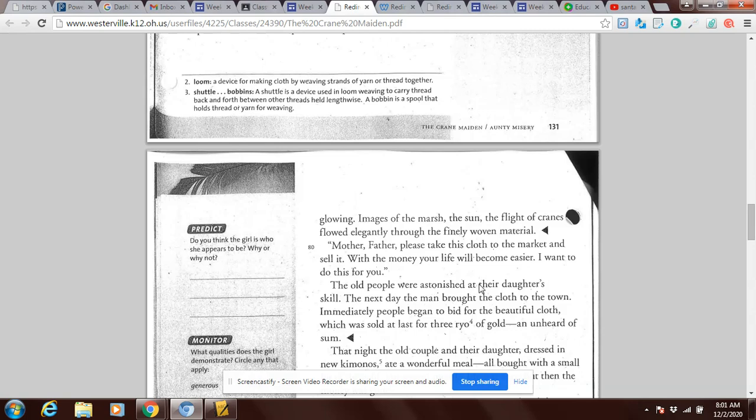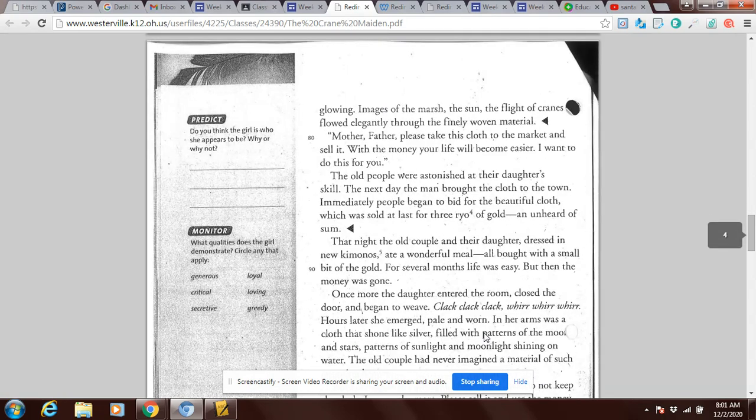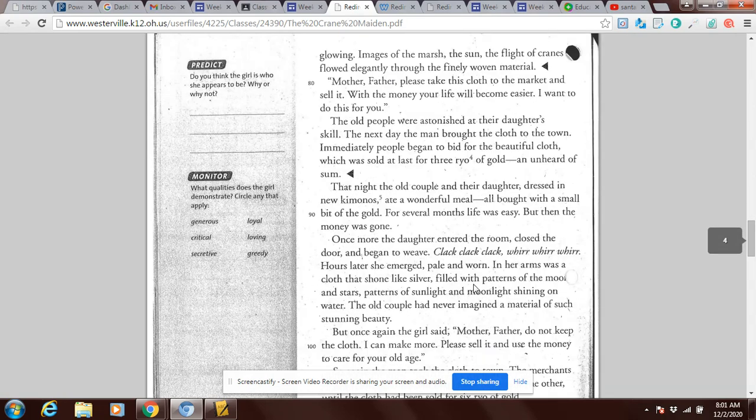Mother, father, please take this cloth to the market and sell it. With the money, your life will become easier. I want to do this for you. The old people were astonished at their daughter's skills. The next day, the man brought the cloth to the town. Immediately, people began to bid for the beautiful cloth, which was sold for at least 3 royal of gold, an unheard of sum.